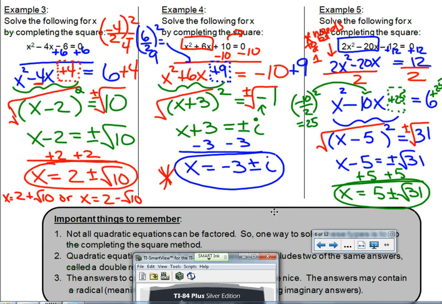Okay, so now you've learned how to solve radicals by factoring. And again, the factoring method only works if it can be factored, like in examples 1 and 2. But if it can't be factored, like in examples 3, 4, and 5, you have no choice right now but to do the completing the square method. And next time in class, you will actually learn a quadratic formula that deals with all types of quadratic equations and their answers.